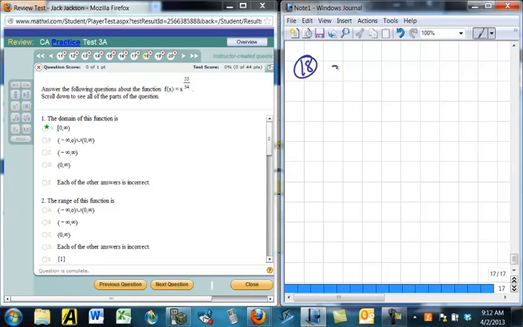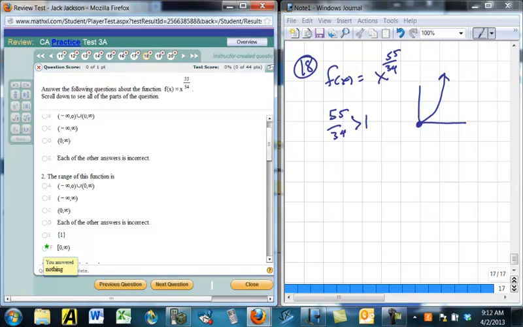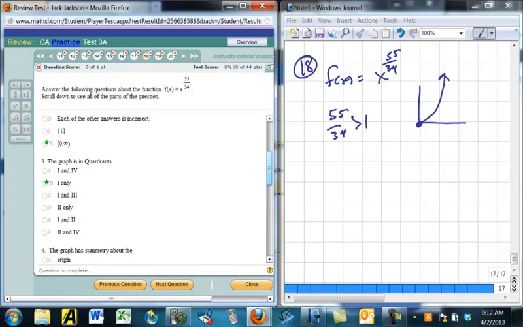Okay, so here's one, x to the 55 over 34. So put these ideas together. 55 over 34 is actually greater than 1. So we know in the first quadrant it's increasing concave up. And we've got odd over even, so that's all we have. It has an endpoint here at the origin. So the domain is 0 to infinity, including 0. The range is also 0 to infinity, including 0. It's in quadrant 1 only.